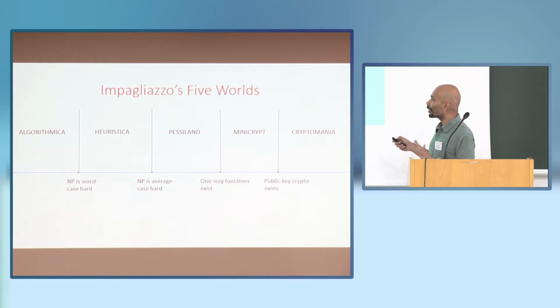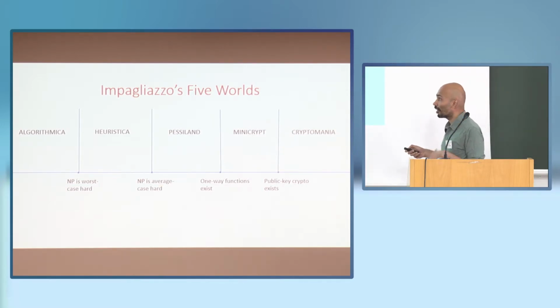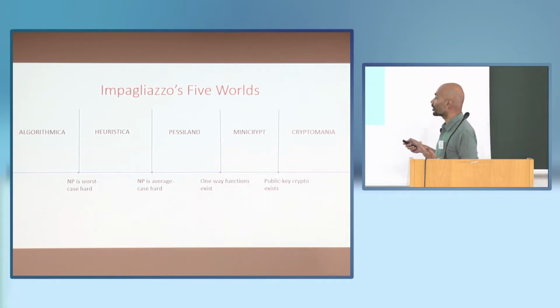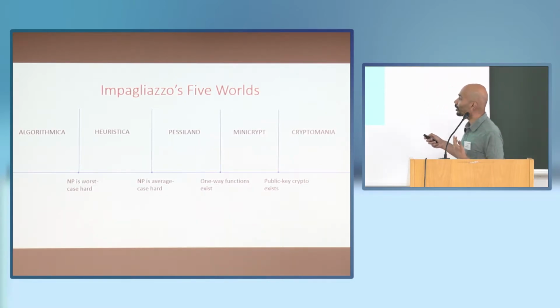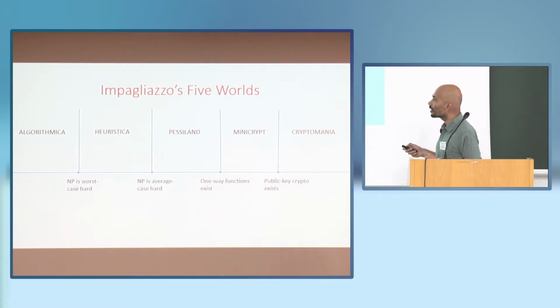Then there's this very frustrating world, the worst of all possible worlds, Pessiland, which is where NP is average case hard, so it's hard on samplable distributions, but you can't construct one-way functions, and one-way functions don't exist. And then there's Minicrypt, where symmetric key encryption exists, but public key encryption doesn't. And then finally, Cryptomania, where public key encryption exists.